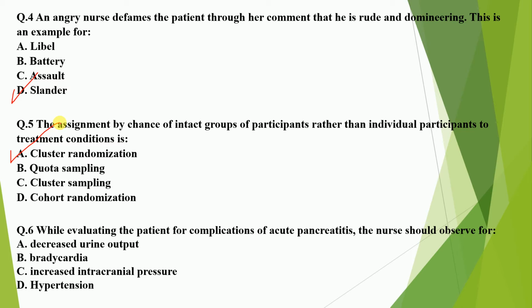Next question. While evaluating the patient for complications of acute pancreatitis, the nurse should observe for option A, decreased urine output, option B, bradycardia, option C, increased intracranial pressure, option D, hypertension. Correct answer is option A, decreased urine output.